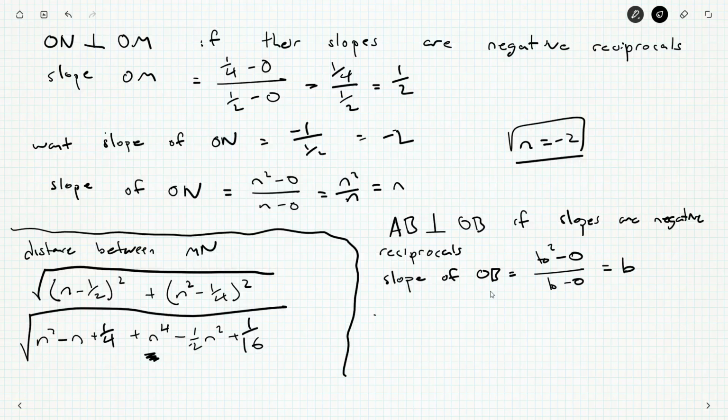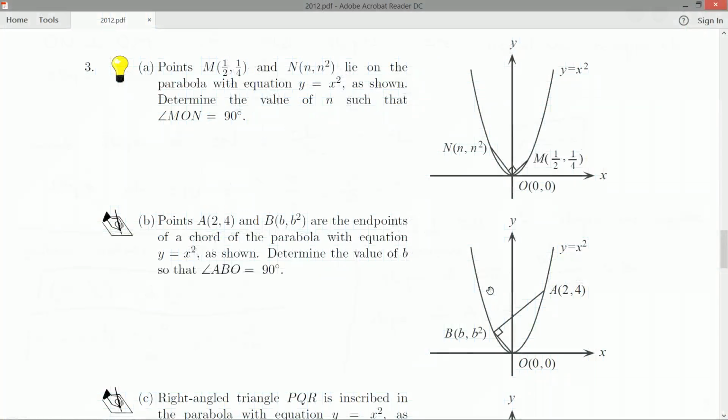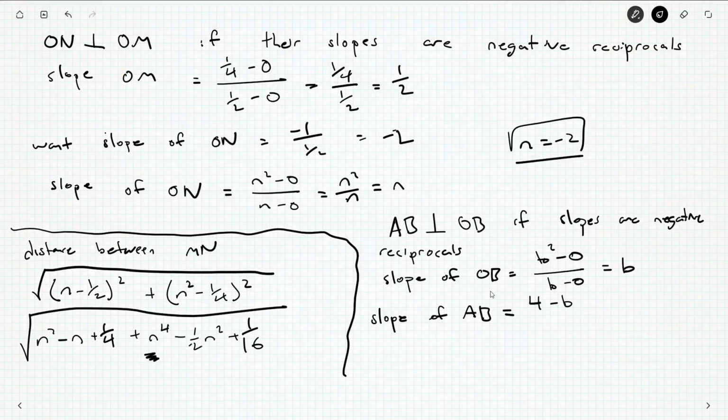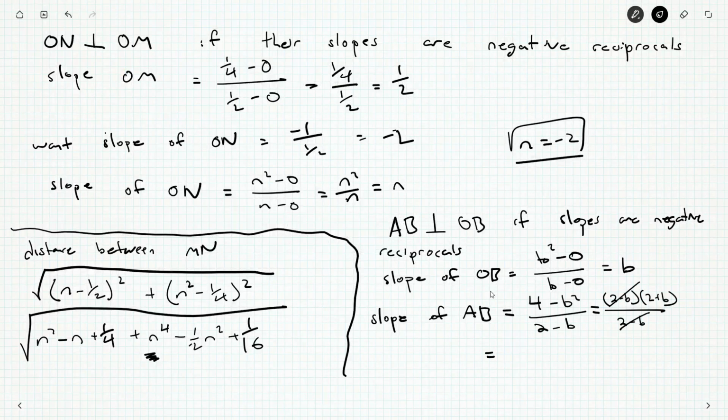Not bad. Now the slope of AB, it's the rise, and it was 2, 4, right? Yeah, 2, 4 is A. So we rise b squared minus 4 over b minus 2. Now we can factor the top into b minus 2, b plus 2. So this is a difference of squares formula. And so the slope of AB is just going to be 2 plus b.